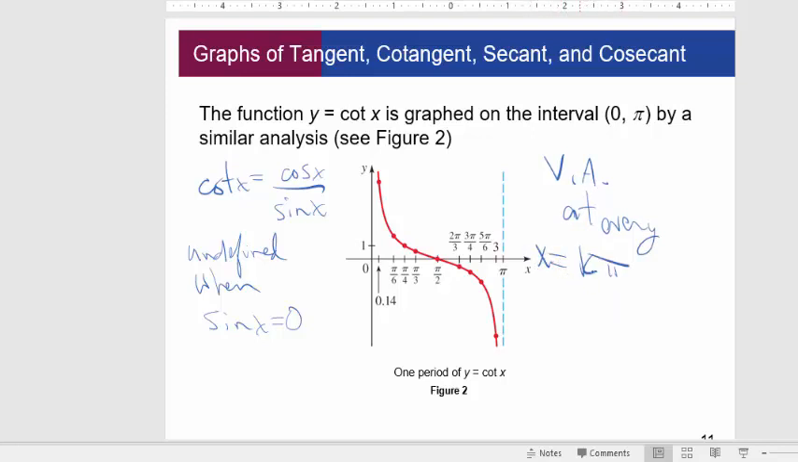So when k equals 1, it's pi. When k equals 2, it's 2 pi. When k equals 0, it's 0. When k equals negative 1, it's negative pi. This one is a lot easier to see where the asymptotes occur, right? They just occur at every pi. So at every x equals k pi, there's going to be a vertical asymptote. So that's really just the main distinction, is that it has asymptotes at different x values.